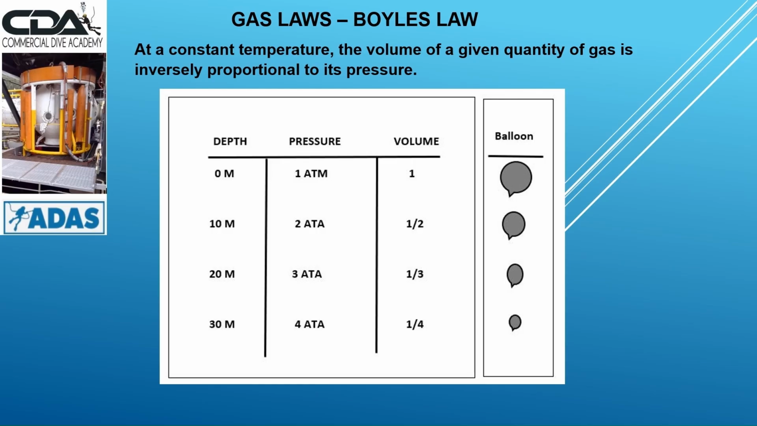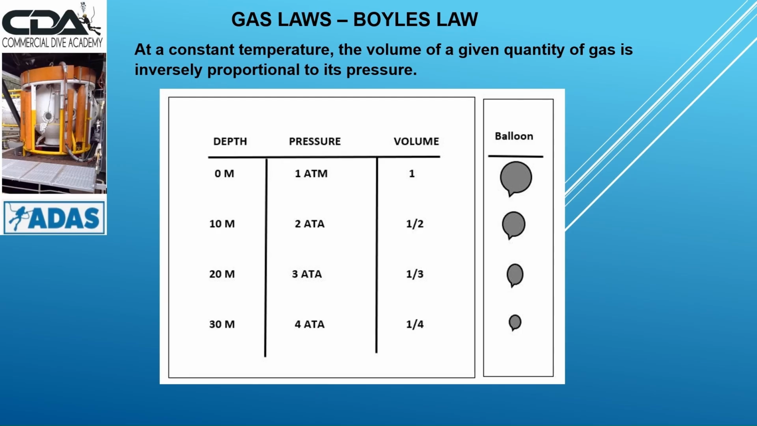The definition: at a constant temperature, the volume of a given quantity of gas is inversely proportional to its pressure. Take a look at this drawing. On the right we've got our balloon, and on the left it's 0 meters depth, or on the surface. So the pressure is 1 atmosphere. We're on the surface, so the volume is 1.